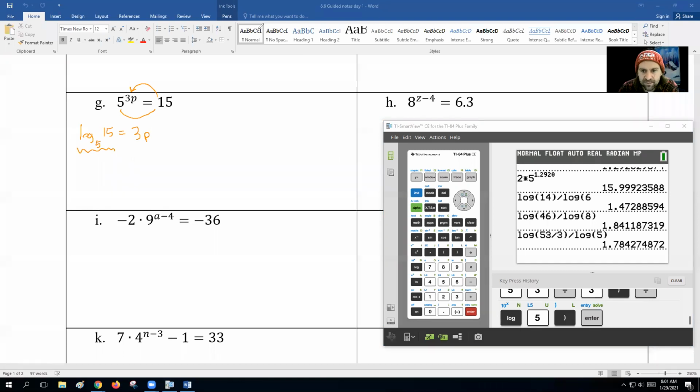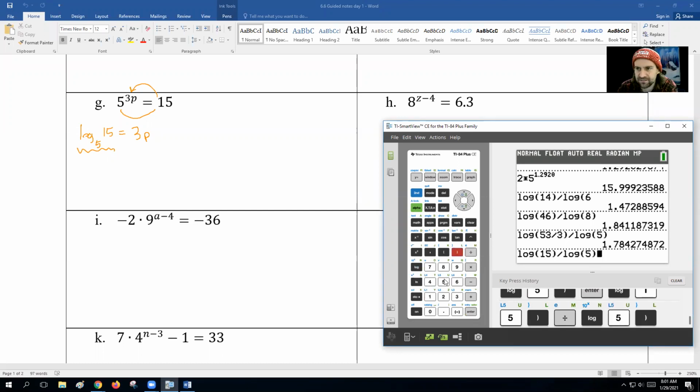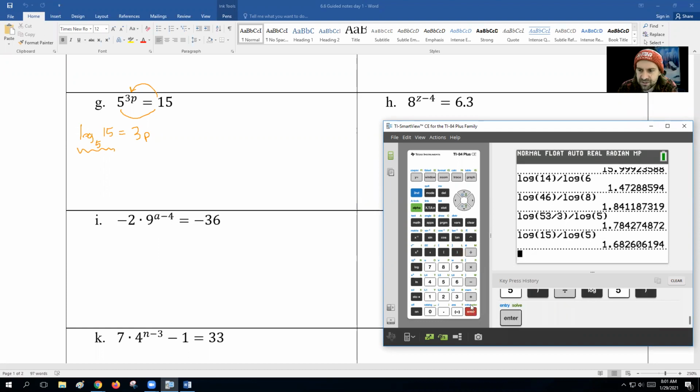We can use the common log button, or I just like to do log 15 divided by log 5. The common log button wasn't on calculators originally, so this is just the way I learned how to do it, and I'm kind of stuck in that method here. So we get 1.6826, and that equals 3p. So we just need to continue with this problem here.